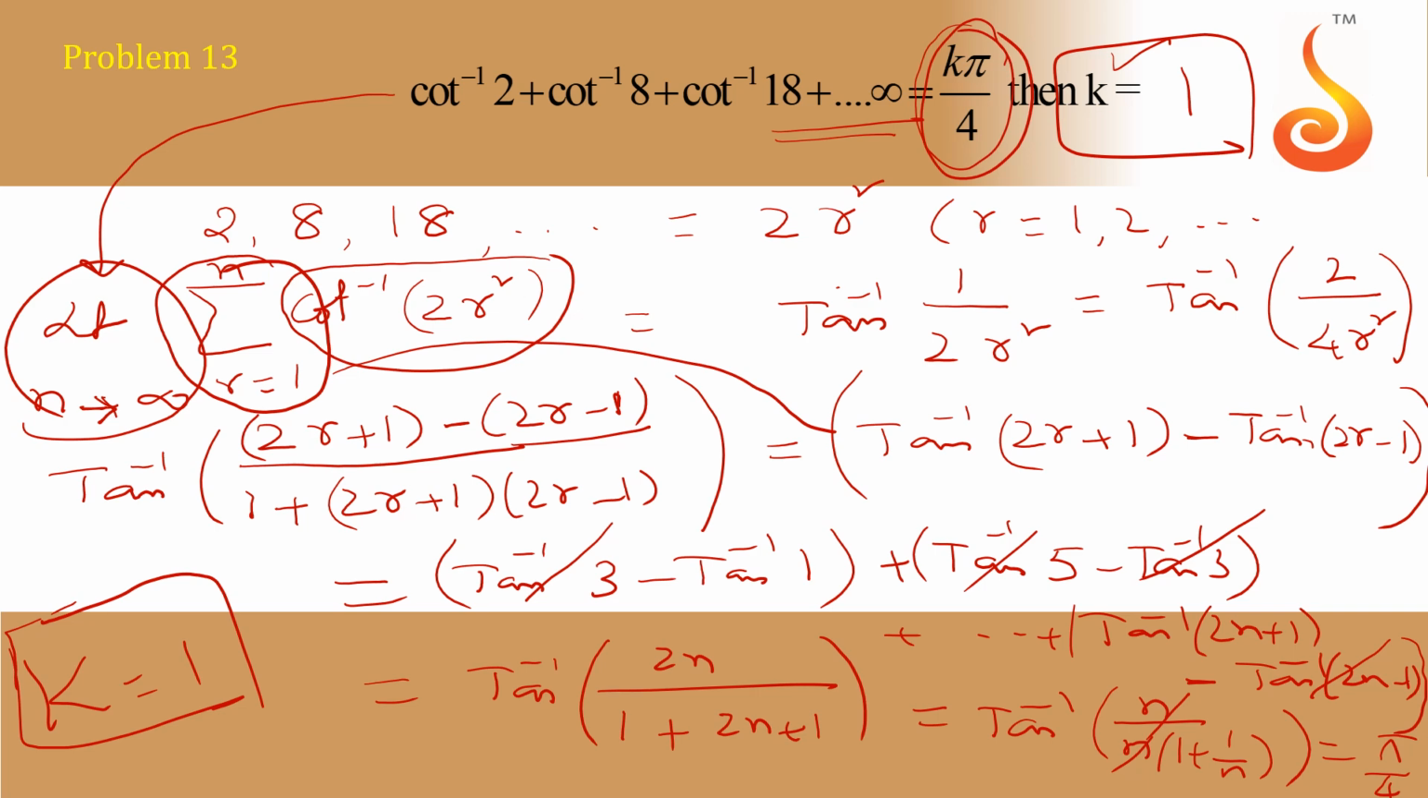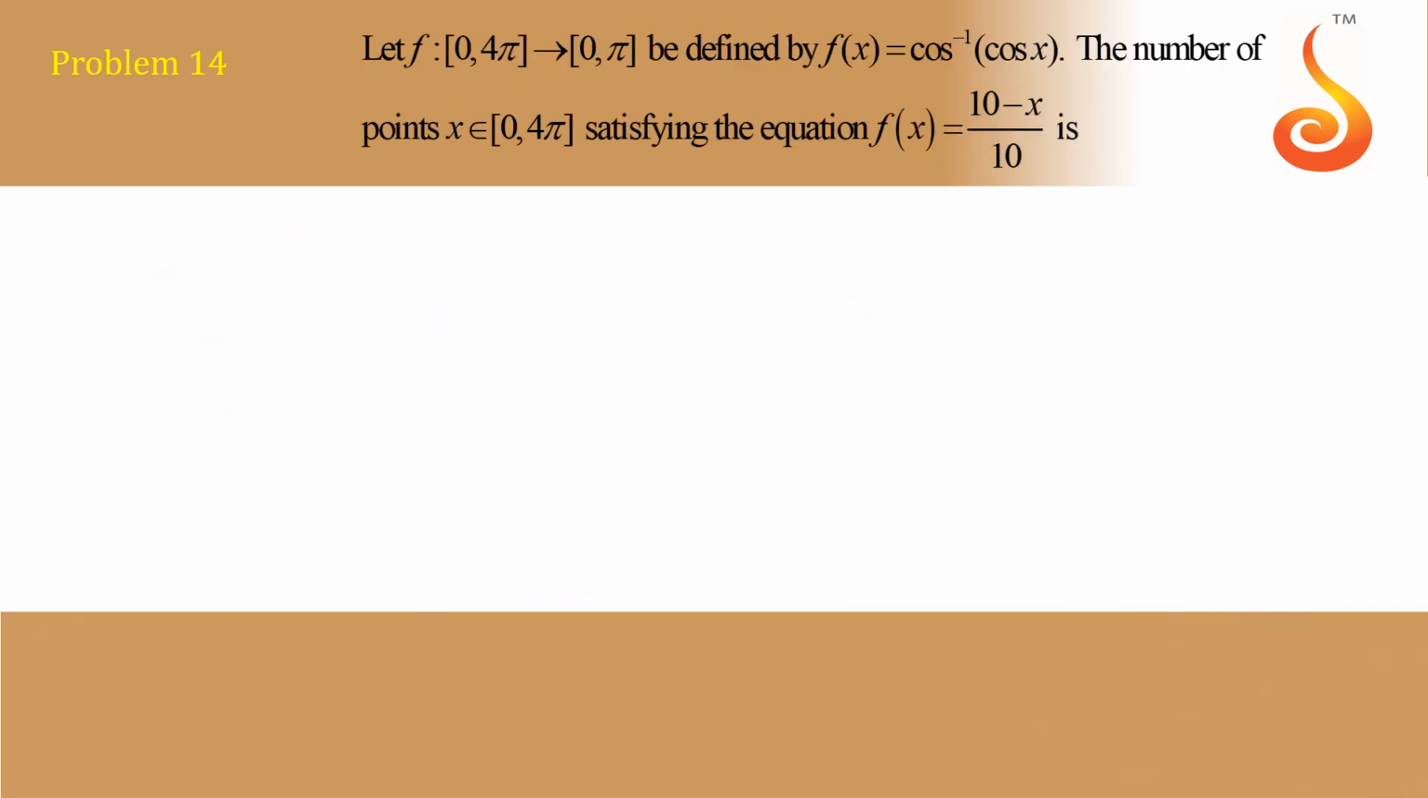Okay, let us go to the next problem. Let f be a function from closed 0 to 4 pi to closed 0 to pi, defined as f of x equals cos inverse cos x. Then I want the number of points in 0 to 4 pi satisfying that f of x is also equal to 1 minus x by 10.